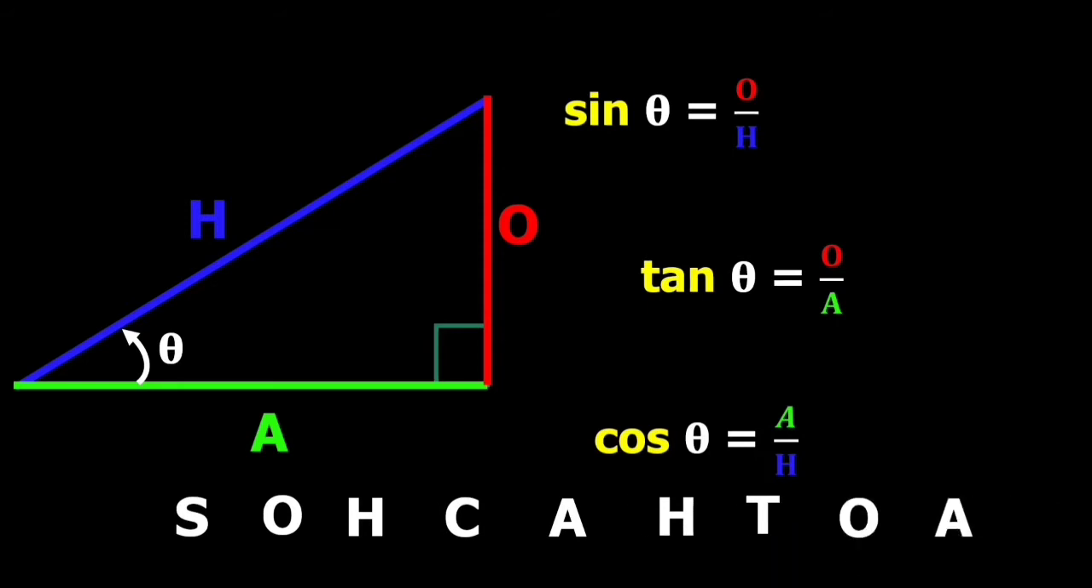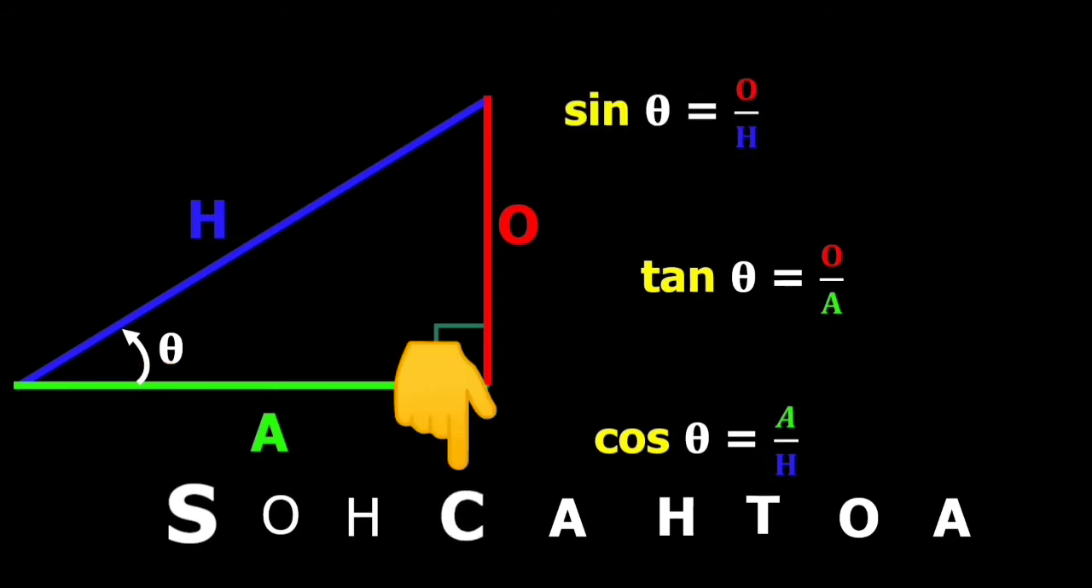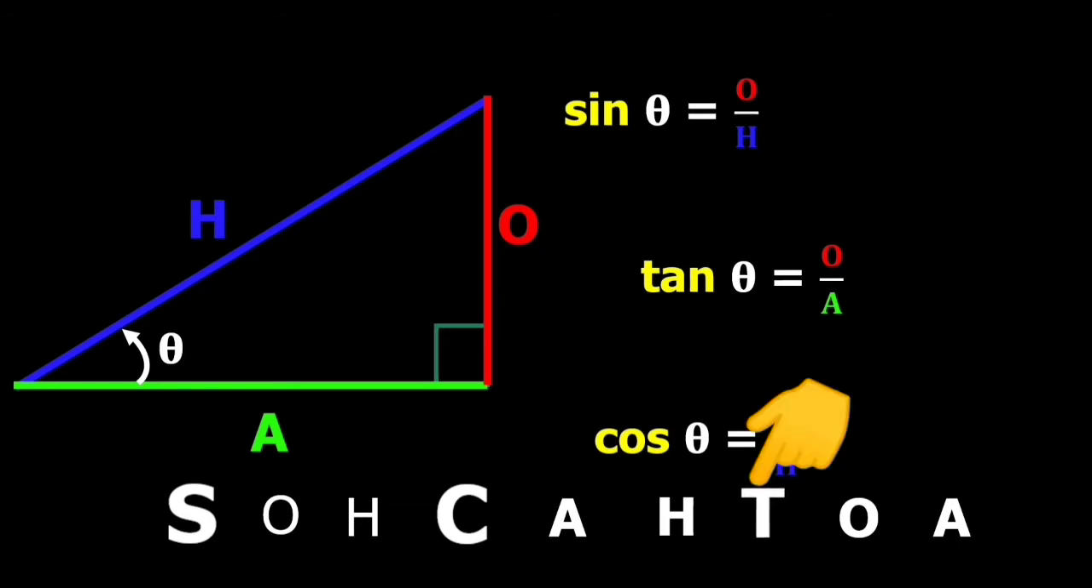Using this acronym SOHCAHTOA, you can find it easier to remember these ratios. Start from the left going to the right. The big S, sine, is opposite over hypotenuse. The C means adjacent over hypotenuse, gives us the cosine ratio. And the T, the tangent, opposite over adjacent side. So guys, that is the basic introduction to these trigonometric ratios and how they work.